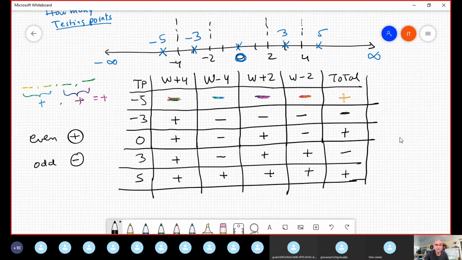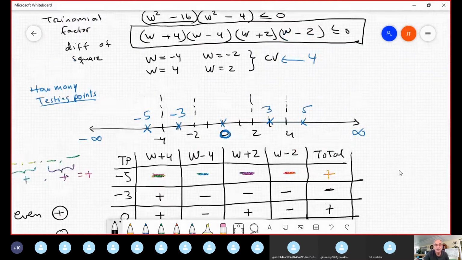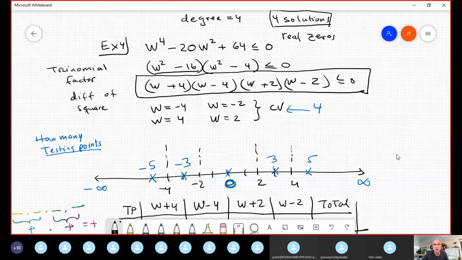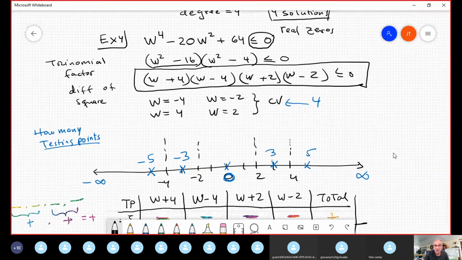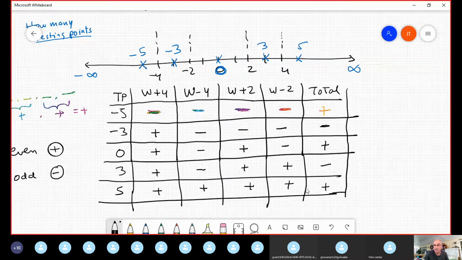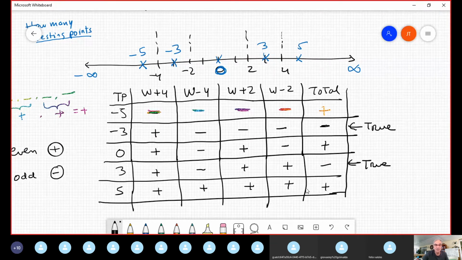Okay, so I come back to my original problem, and I can see that it says inequality: less than. The last column total is negative. This is negative, true. And this is negative, true. The interval that passes the test is the interval that belongs to negative 3, and belongs to positive 3. And the rest is no good. It's a completely false statement.